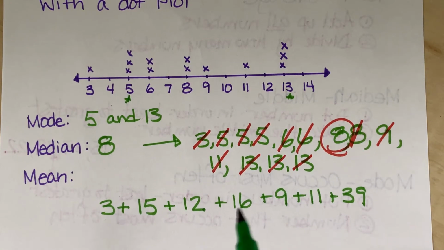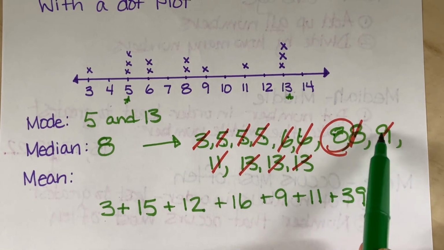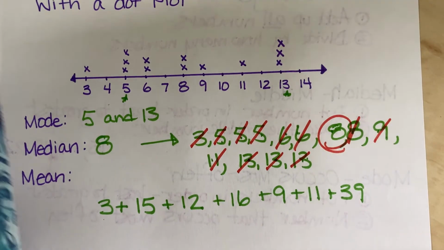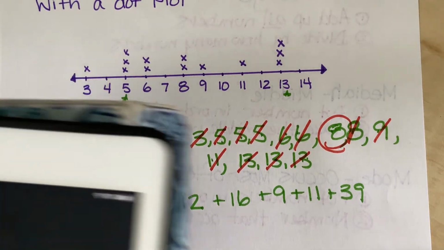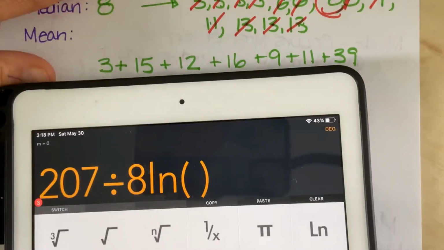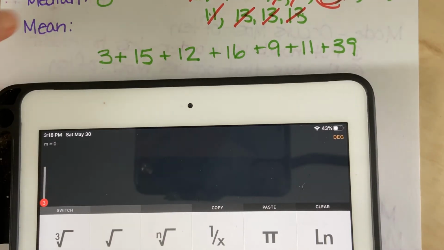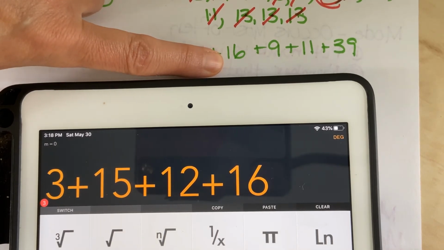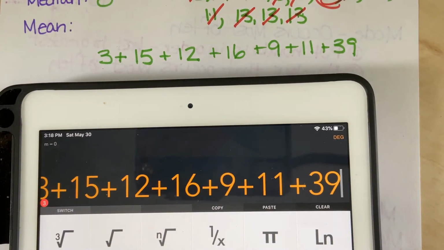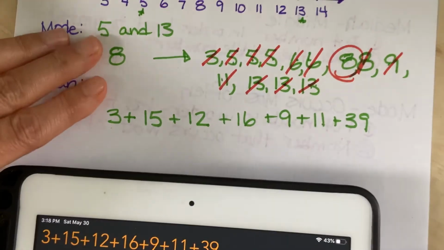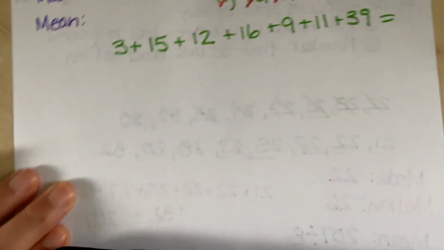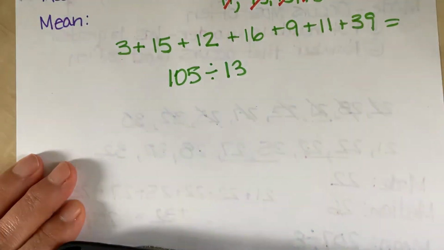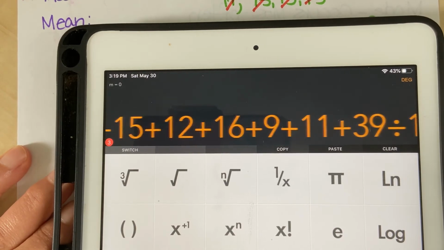And remember, I said I had 13 total numbers, when I counted those. So I'm going to add these numbers up, and again, I'm going to use a calculator just to do it faster. So 3 plus 15 plus 12 plus 16 plus 9 plus 11 plus 39 equals, and I get 105. I need to divide that by how many numbers I had, which was 13. So I'm going to take that 105, divide it by 13.